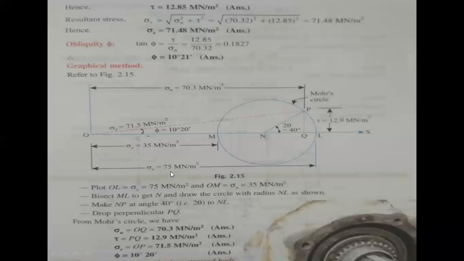This is given as 75 mega Newton per meter square. Assuming that 1 mega Newton per square meter is equal to 1 millimeter, we'll draw a line of 75 mm from this point. When we draw a line of 75 mm or 7.5 centimeter, this will be the point L.